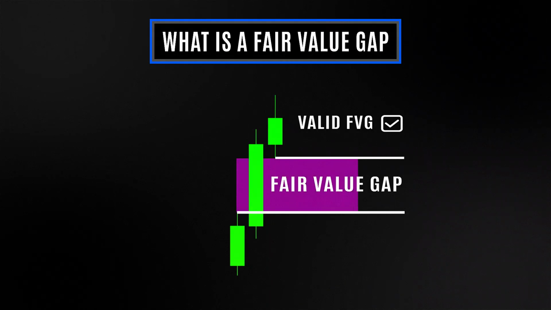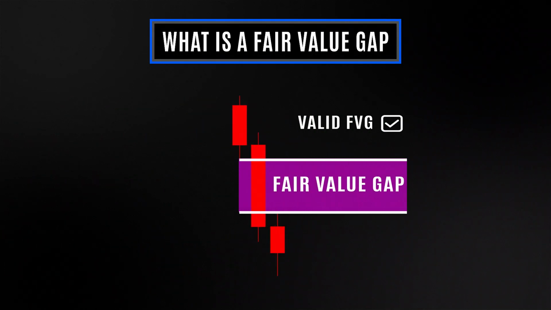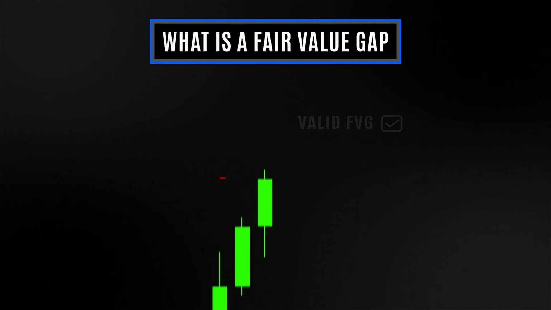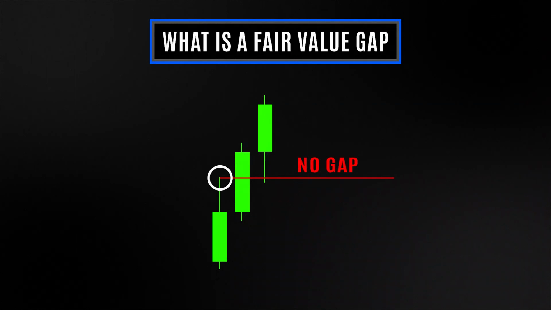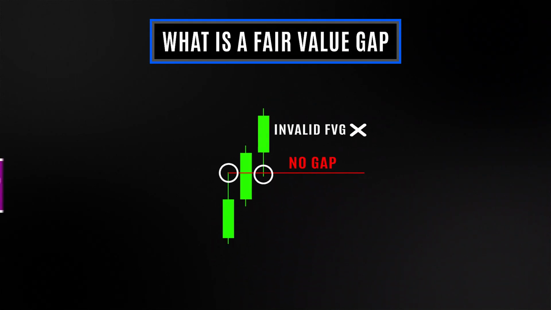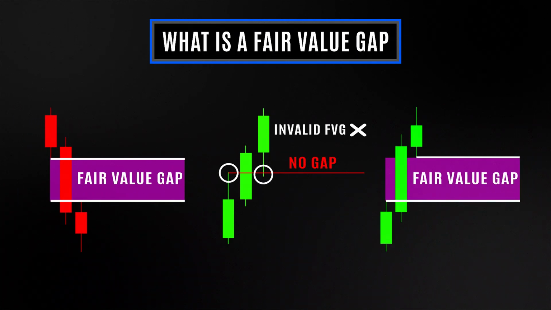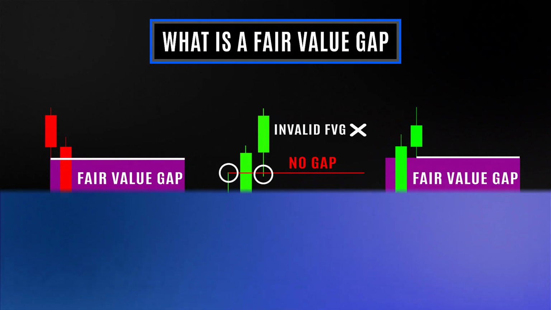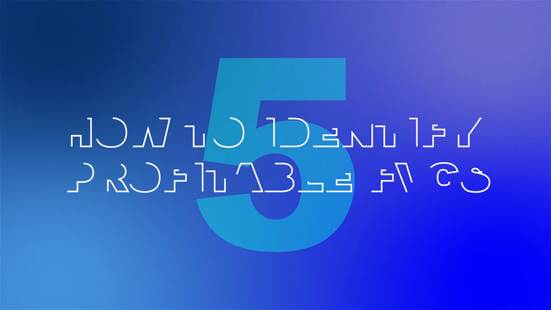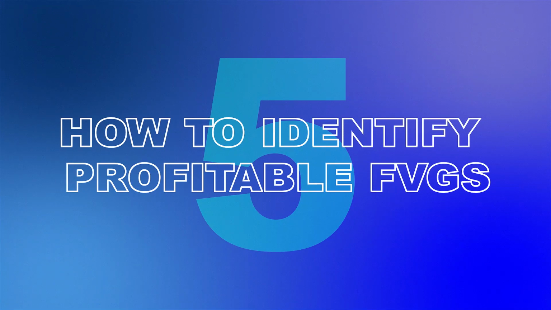Next you mark a rectangle on the gap. This concept is the same in bearish. Remember, if there is no gap between the high of the first candle and the low of the third candle, there is no fair value gap. Alright, you know how to spot or draw a fair value gap. You already learned that not all fair value gaps are equal. Some have more chances of being profitable. So now you are going to learn 5 reasons why some fair value gaps have more chances of being profitable.